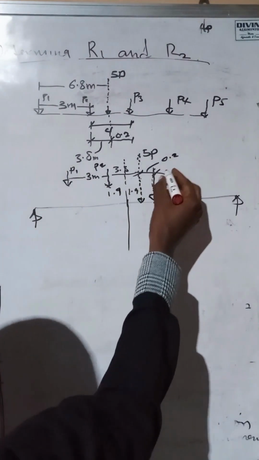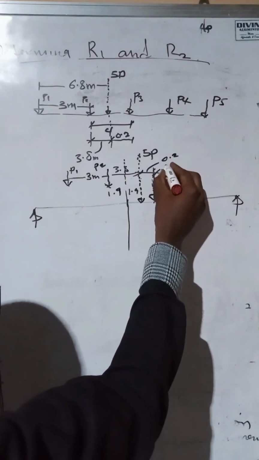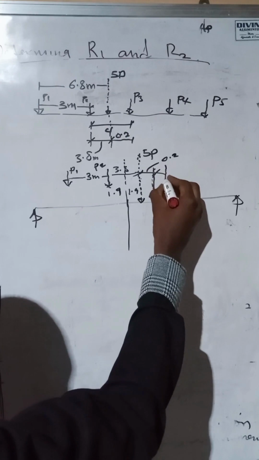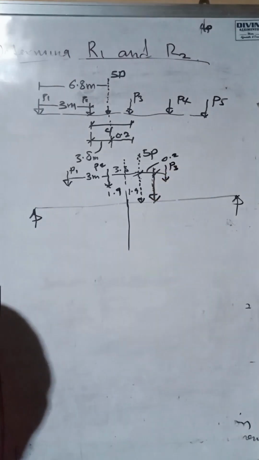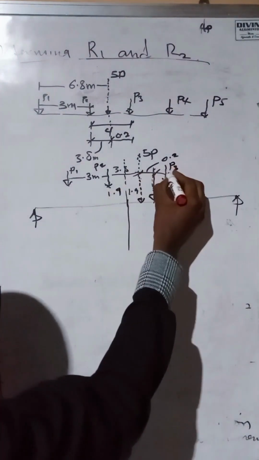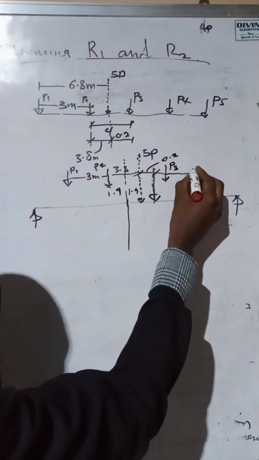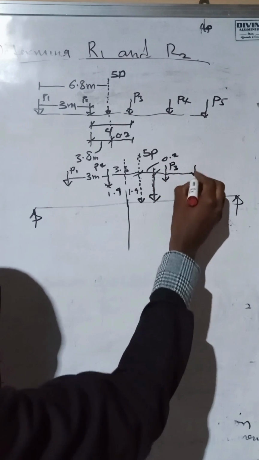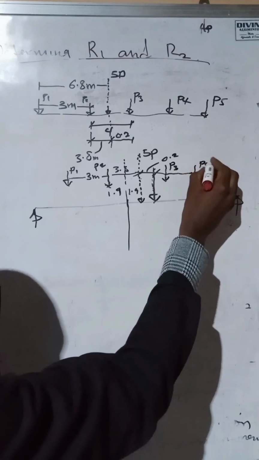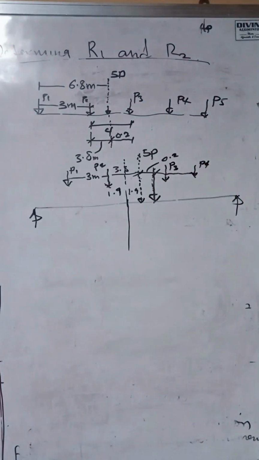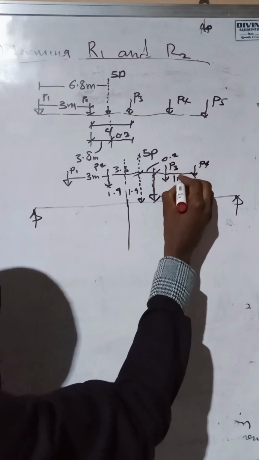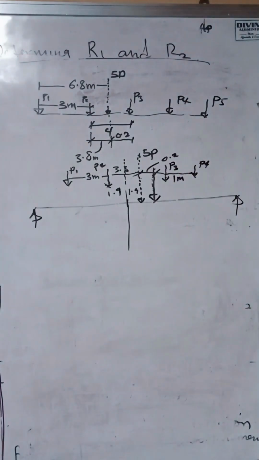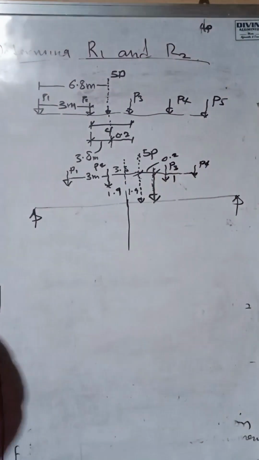Let's look at P3. P3 will be somewhere here. Here's P3. Let's get our P4. Let's call here our P4. Of course, we know that P4 and P3 have a distance of 1 meter. So here is 1 meter.